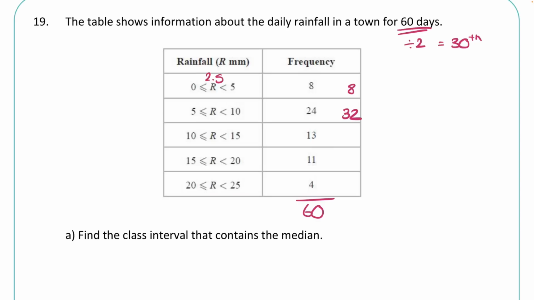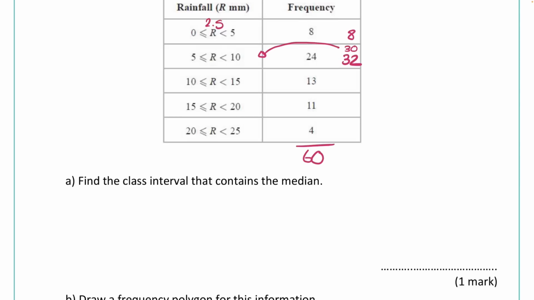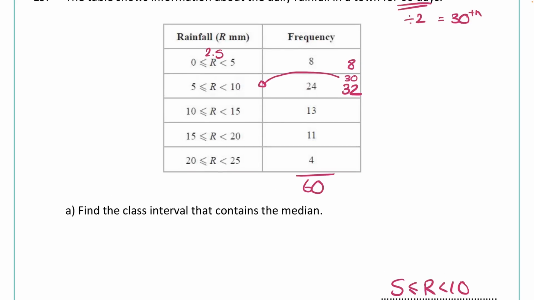So that is where the median will be, because 30 would be somewhere up here, still in that category, and that's going to be this one over here. So the class interval that contains the median is between 5 and 10. And that word class interval just means the little group on the left. Okay, so we'll get rid of that from the side. There we go. I would normally write that outside of the box here, so 30, 32, there we go.